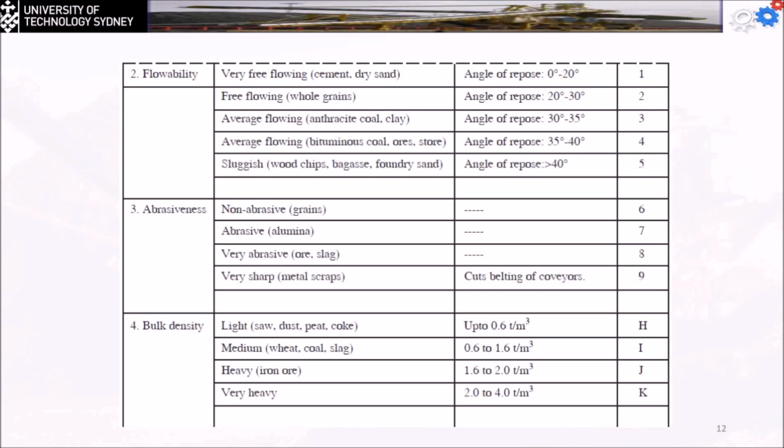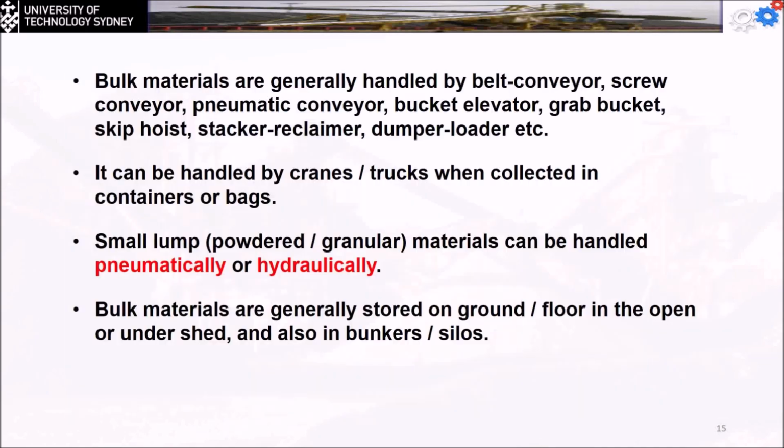Okay, so bulk materials are generally handled by belt conveyors, screw conveyors, pneumatic conveyors, bucket elevators, grab buckets, skip hoists, stacker reclaimers, dumper loaders, or others, depending on the characteristics of the material. They can be handled by cranes and trucks when collected in containers or bags. That means we have a unit load.